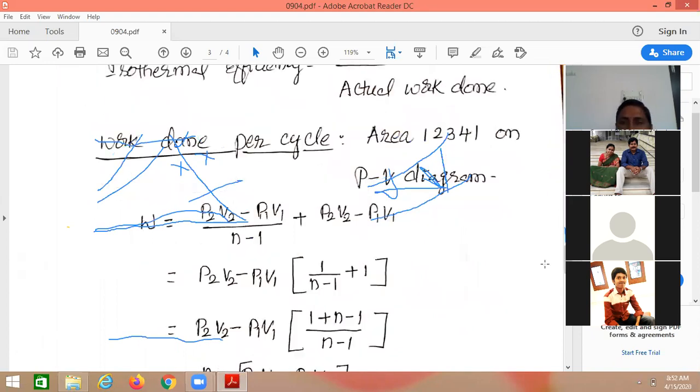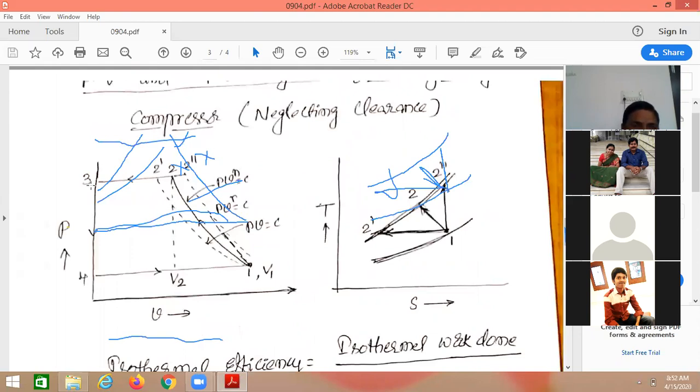So what is that compression work here? If you see, the total of this compression cycle can now be divided as this, you just see here.